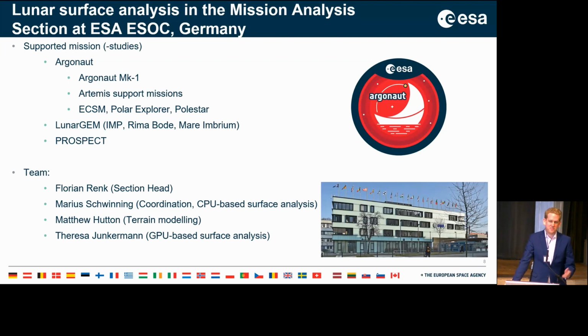Yeah, so to answer the first part, we're looking at quite a wide variety of sites at this stage, given that Argonaut is still a couple of years ahead. And so there is quite a lot of work going on on very different sites. If there's interest in this analysis and some service that could be provided for a specific site, I'll be around so we can exchange contact details. Otherwise, it would be the head of the section, Florian Renk at ESOC, to directly contact and ask us. And overall, we are very happy to share this.